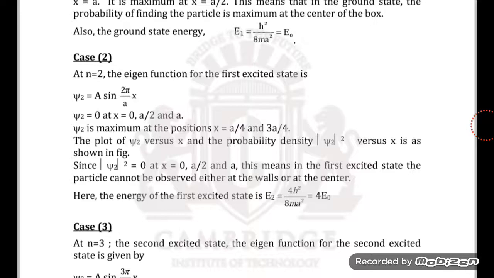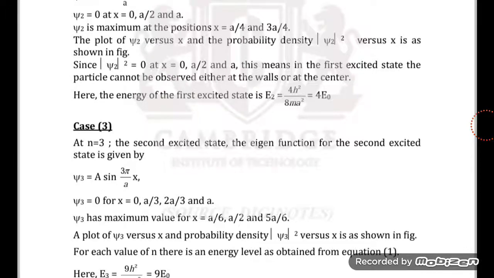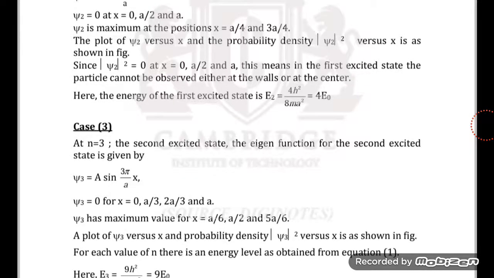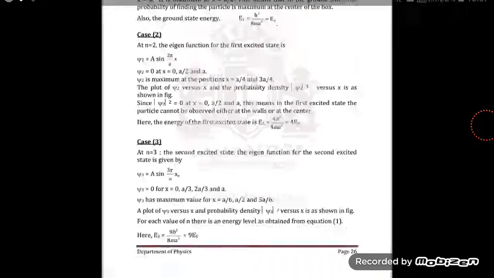So we can say that the energy of the first excited state is E2, which is 4 h square upon 8 m a square, that is 4 E naught. Similarly, we can find out case 3.